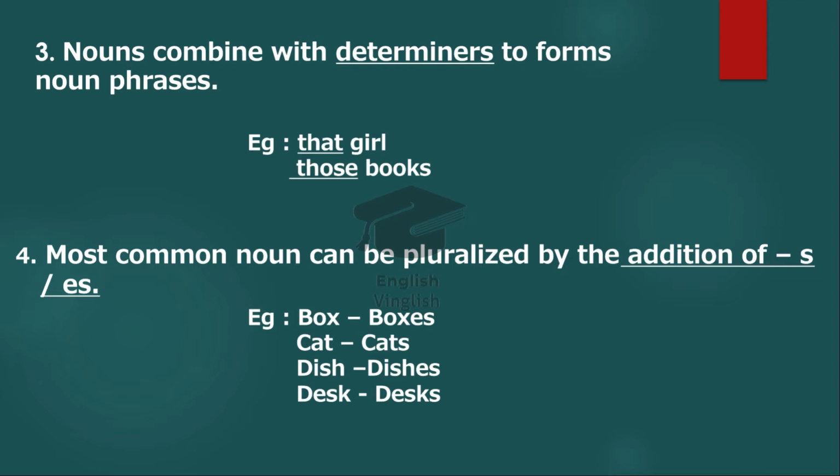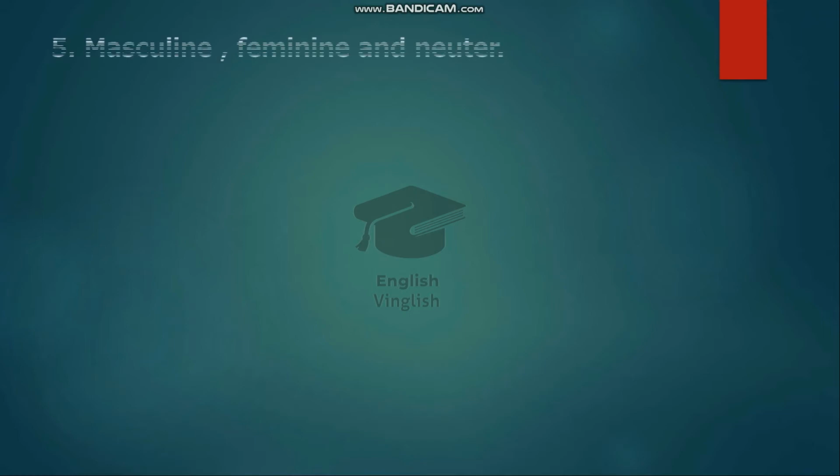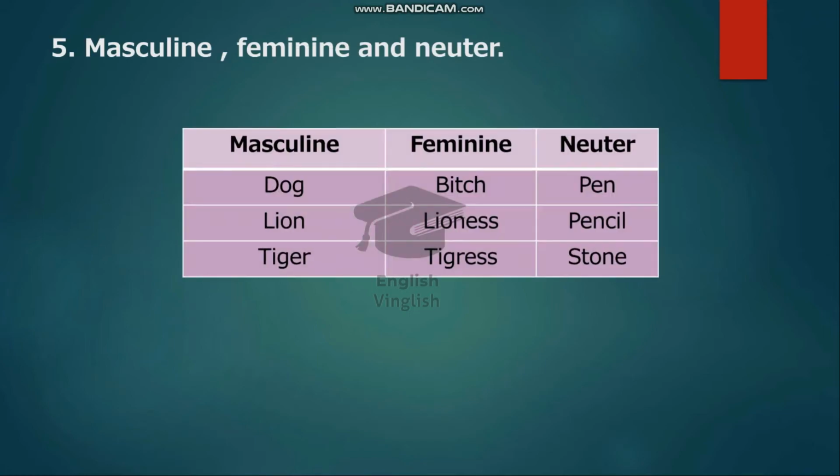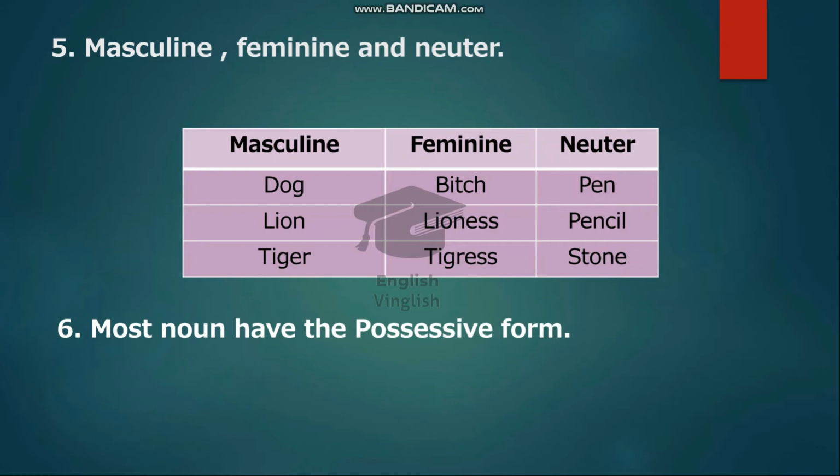Most common nouns can be pluralized by the addition of s and es. For example, box, boxes, cat, cats, dish, dishes, desk, desks. Next characteristic is some nouns have genders: masculine, feminine, and neuter.